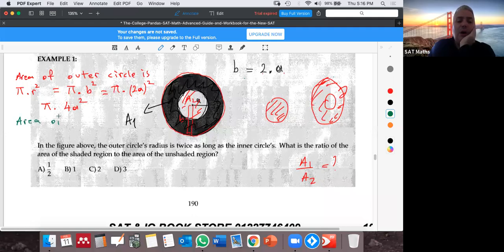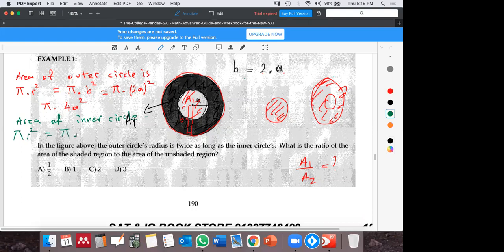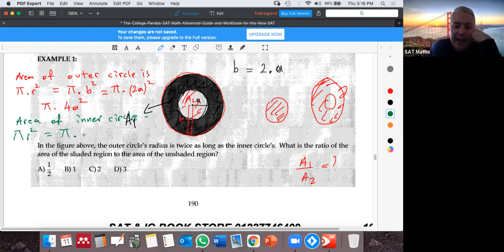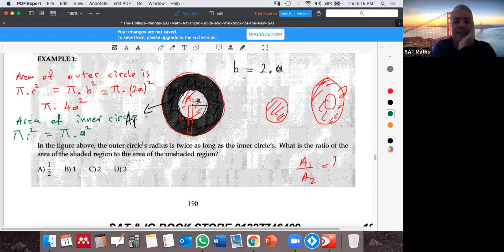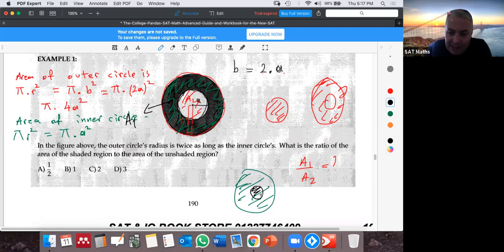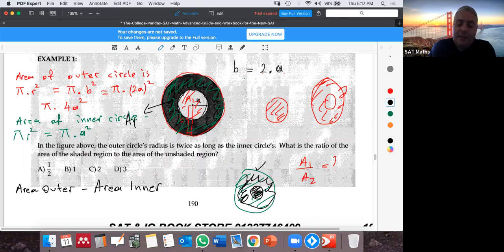Now, area of the inner circle, the small circle, is pi times r squared. How did I call the radius of the small circle? It was A. So it is A squared. Till here, do you have any question? Okay. Now my question: how can I explain this area? The big area minus the small area gives us this part. Is this okay? So area outer minus area inner equals the area which I called A1. Is this clear?